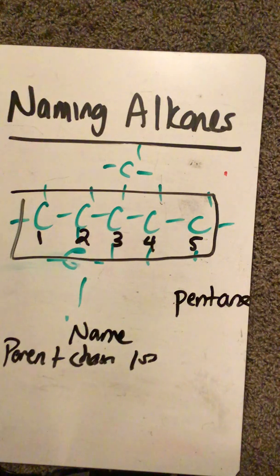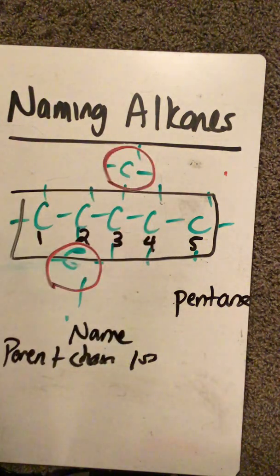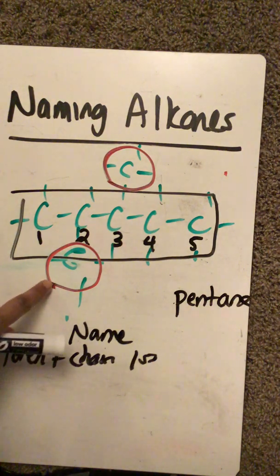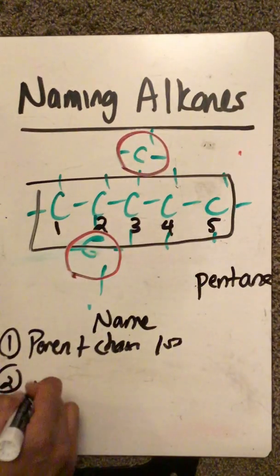Now let's take a look, because I see a branch here and a branch here. I see 2 branches, right? Well, what's the name of the branch? Well, I know that the branch, so you've got to name the branches next.